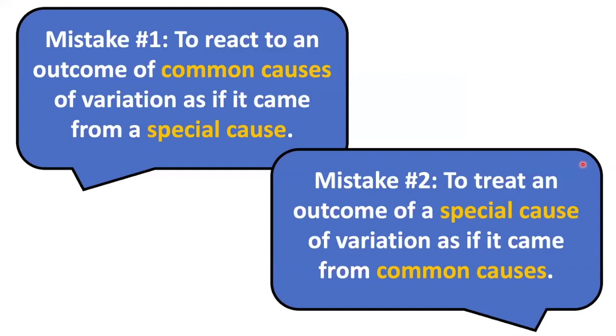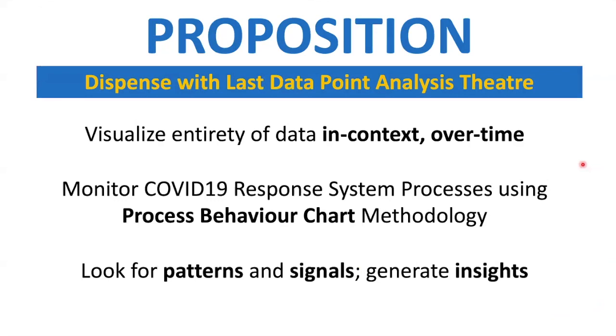Leadership and citizens alike will misinterpret when a number fluctuates and attach a significant meaning to it. Or we'll do the opposite. There will be some special causes that will come up in the figures, and we'll misinterpret it as just normal. We can't eliminate making one or the other mistake. That's always going to be our foible. But without some way to be able to recognize them, we're not going to be able to have a cogent response. So my proposition is this: let's dispense with last data point analysis theater.